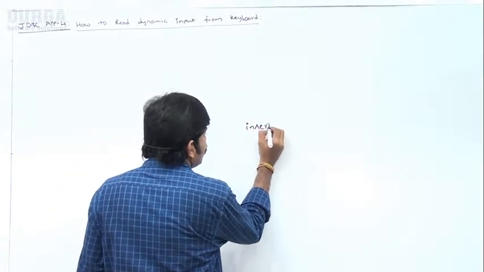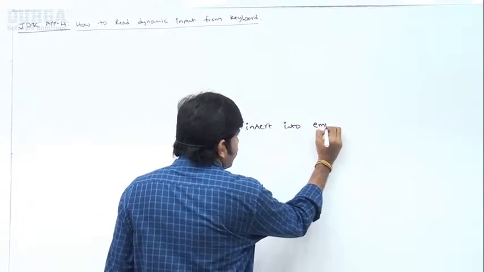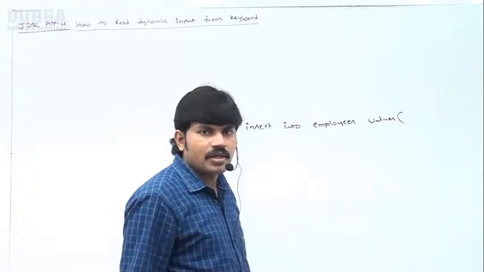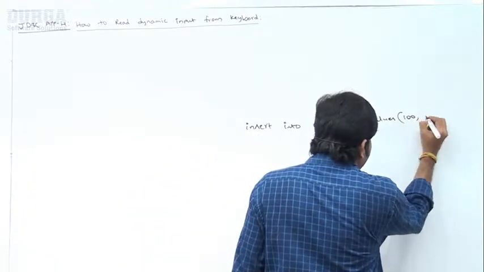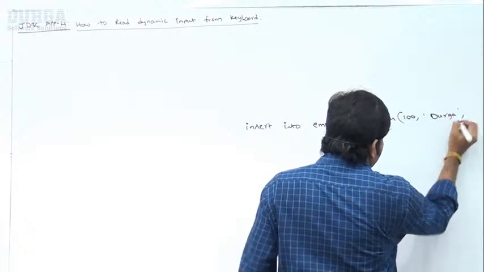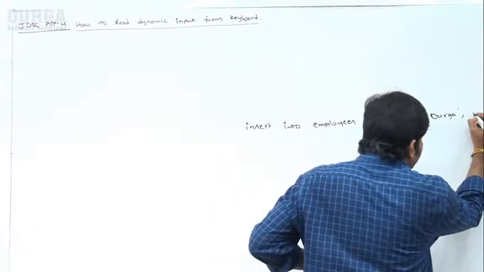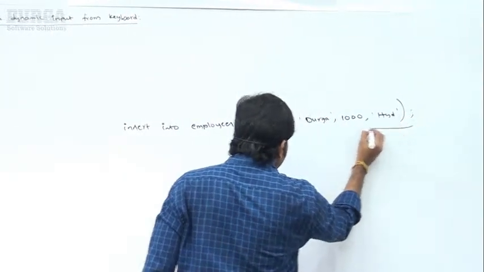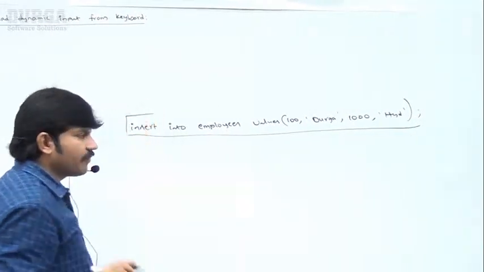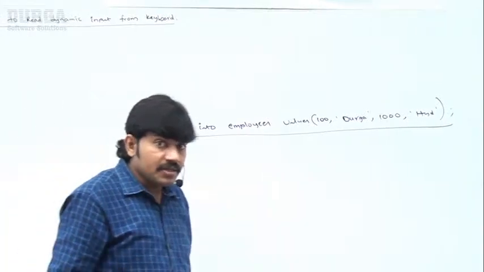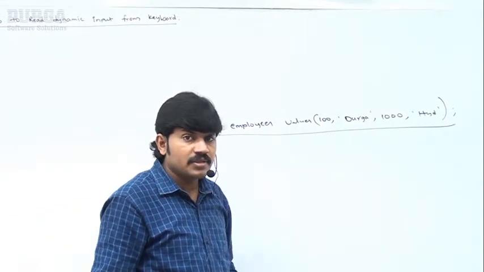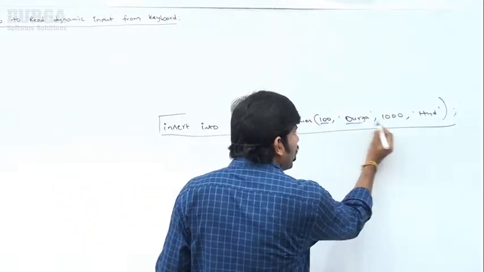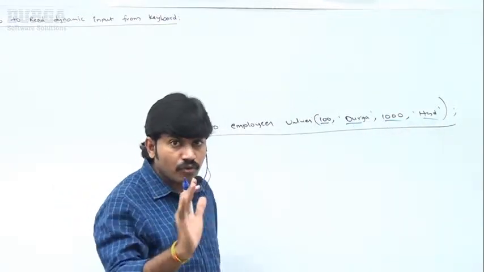Insert into employees values, and which values I have to add? 100, Durga, employee number, employee name, salary, and the employee address. This is the SQL query I executed from the Java program, right? But the problem here, have you observed? The problem here is we are hard coding the values. 100, Durga, 1000, Hyderabad, like I hard coded the values.